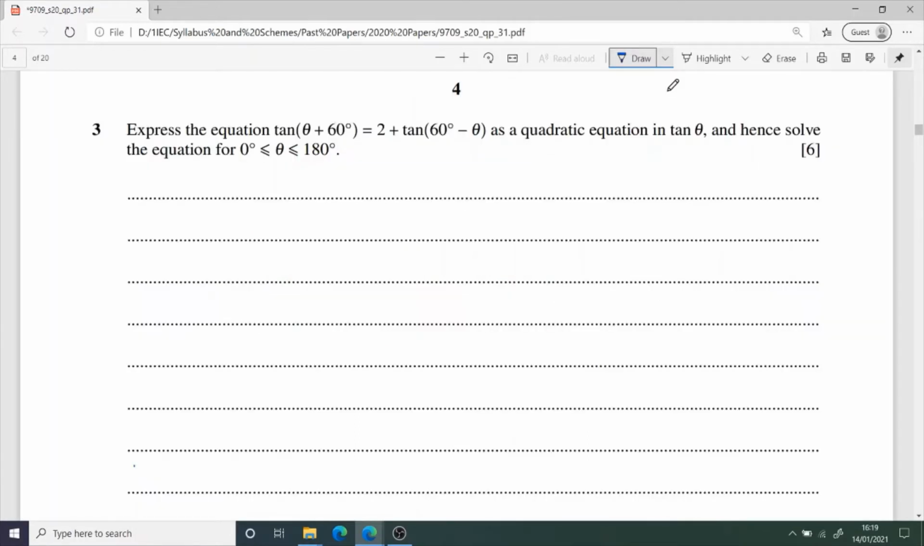Question 3 wants us to express this equation as a quadratic equation in tan theta and then solve it. You'll notice straight away that it's in degrees, so make sure your calculator's in the right mode. It's also worth noting that this is 6 marks, so we don't expect it to be very straightforward.